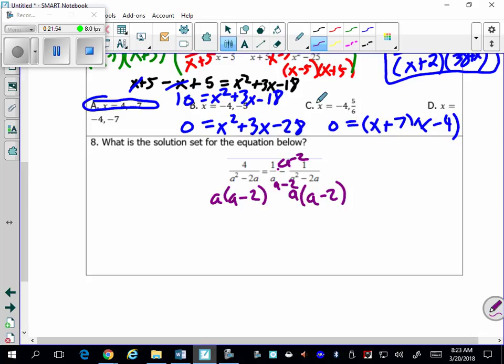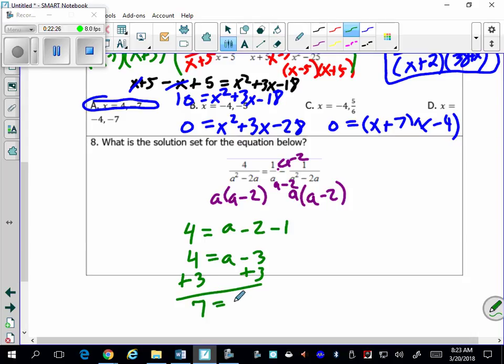So we have 1 times A is A. 1 times -2 is -2. We're subtracting 1. And let's solve this quick. So get your like terms together. -2 minus 1 is -3. No squared terms, so we just move your constant term to one side and keep your variables on the other. So 7 equals A.